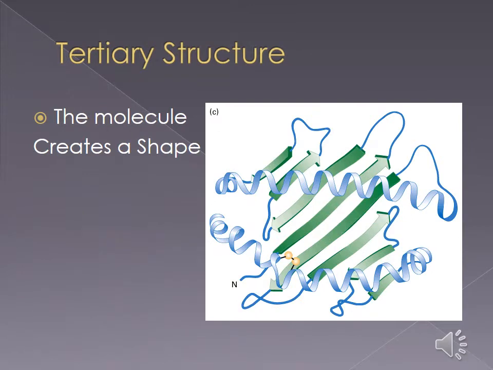Okay, so now we'll move on to the third shape or structure, called the tertiary structure. Basically, this is where the alpha helix and beta pleated sheet from the secondary structure come together to make one 3D shape for that single part of the protein. As we see here in this picture, there's some alpha helix on the outside, some beta pleated sheets in the middle.